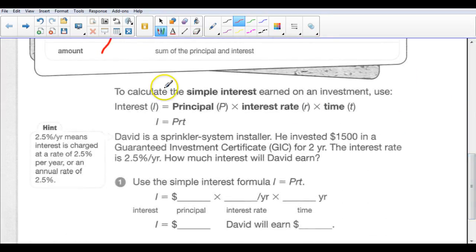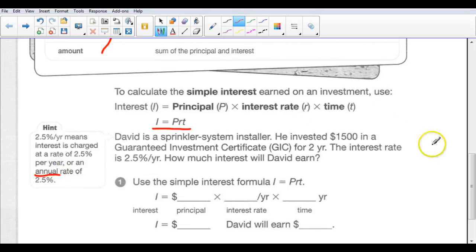So we're going to start calculating simple interest. To calculate the simple interest earned on an investment, use this formula. Interest, I, as the variable I, is equal to the principal, that's the money that you're going to start out with, P, times interest rate, R, and it's in a percent, times time, T, in years. So in short, I is equal to PRT. Hint: 2.5% per year means interest is charged at a rate of 2.5% per year, or at an annual rate. The word annual, another important term here, means per year.